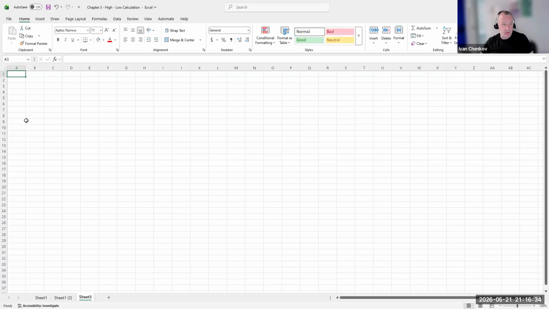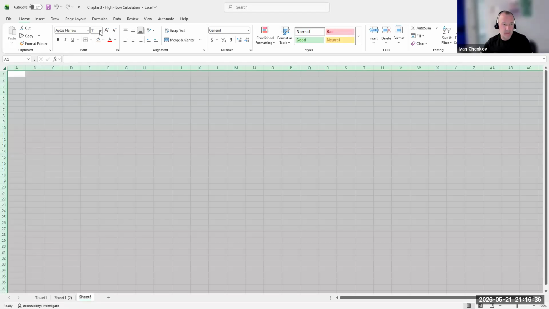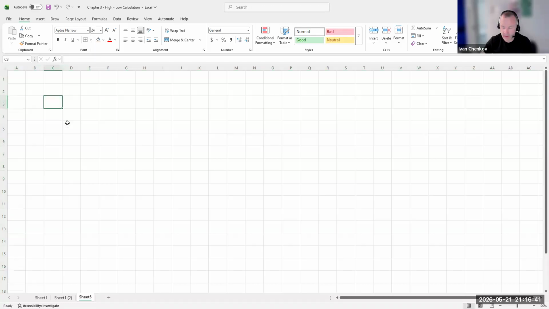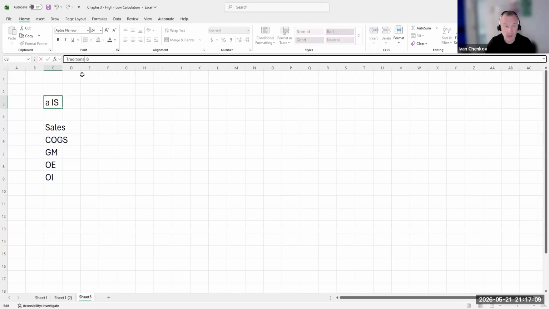I'm going to open this new Excel spreadsheet and let's make it bigger like this. And let's go with the two types of income statement. One is the traditional income statement, and in the traditional income statement, everything starts with sales. Then we have cost of goods sold, then gross margin, then operating expenses, and then operating income. That's our traditional income statement.